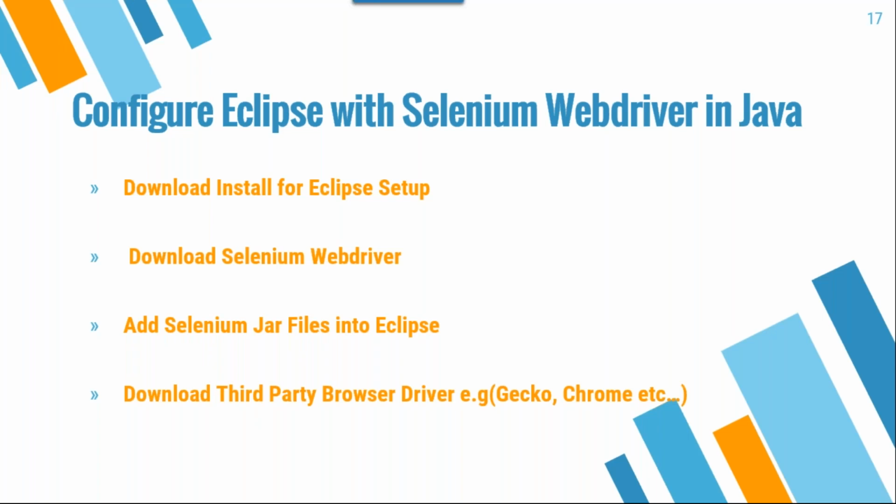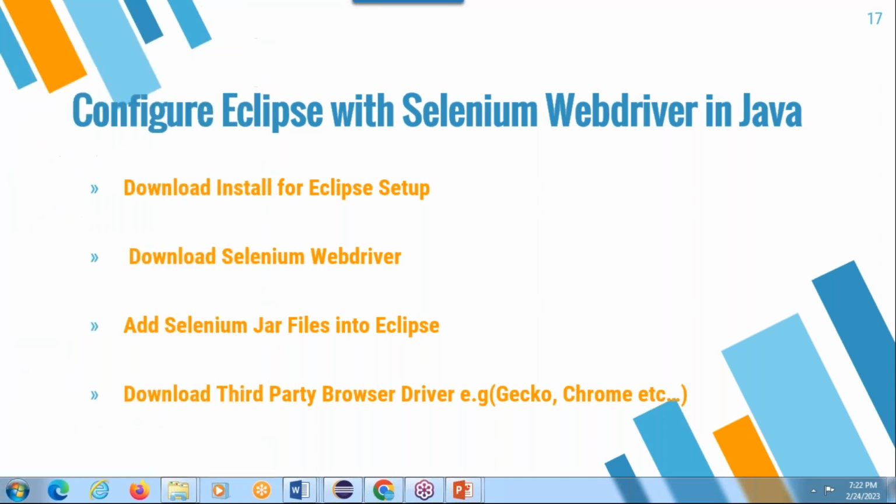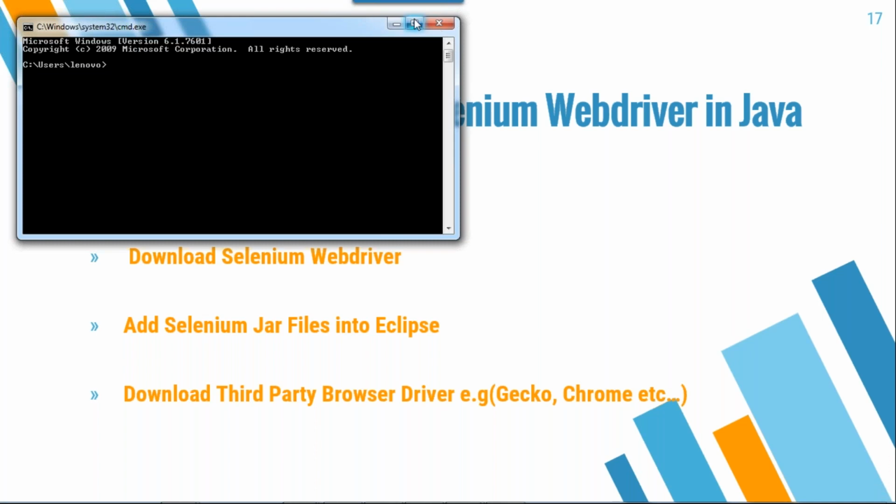Suppose I want to write my script. So what is required here? First of all, you need to download Eclipse. Before that, you need to download Java. Why is Java required? Because we are writing the script in Java only, right? First of all, you need to download Java. Before downloading Java, one more step you need to check: in your system, check whether Java is installed or not.